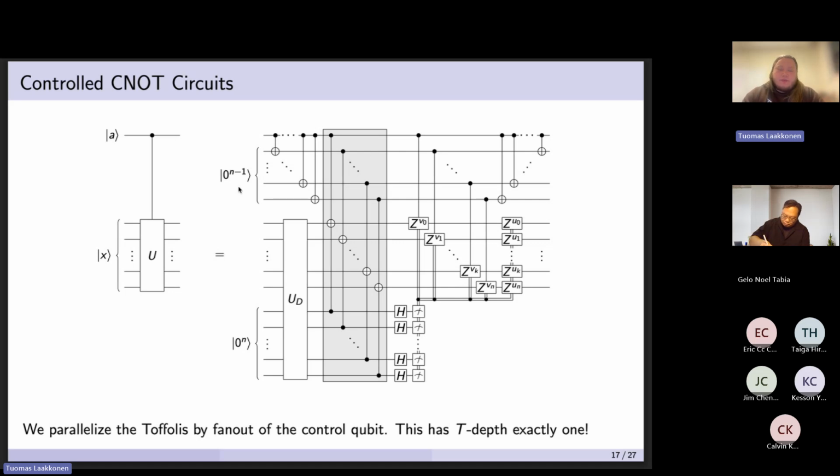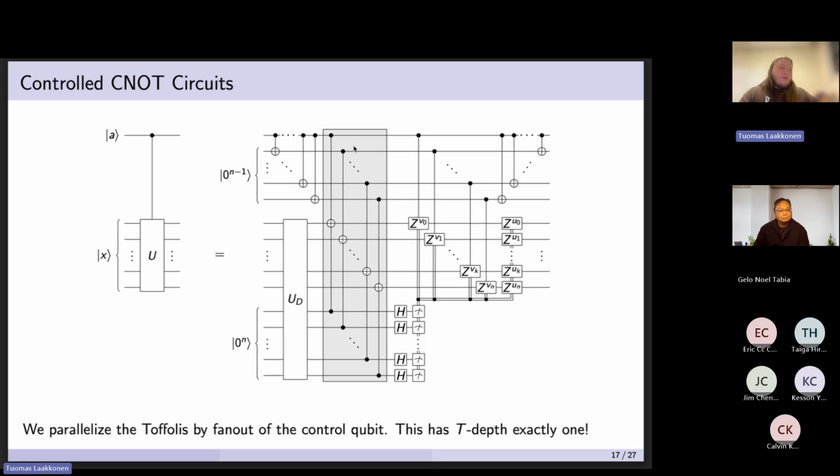And what we can do is introduce even more ancillas here, and we can fan out the control qubit onto these extra ones and use that to parallelize all of these Toffoli gates. And so now we have an implementation of a controlled CNOT circuit, but the only non-Clifford operations are these Toffolis that are highlighted in gray, and all of these can be implemented in T-depth exactly 1, and they're all in parallel. So the whole thing is T-depth exactly 1.